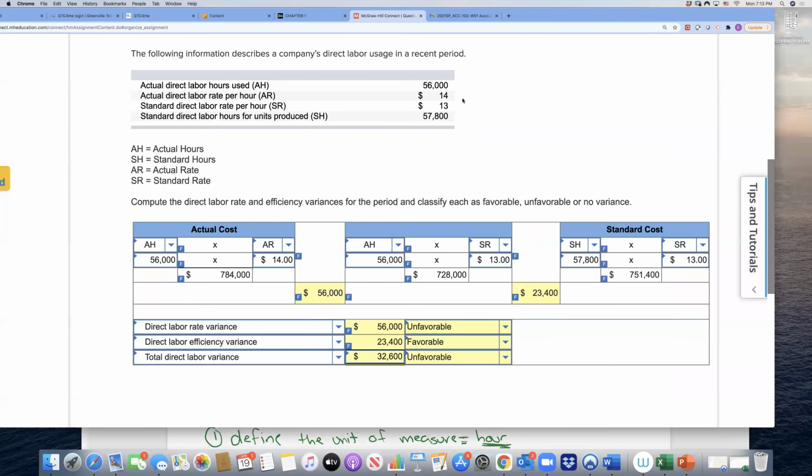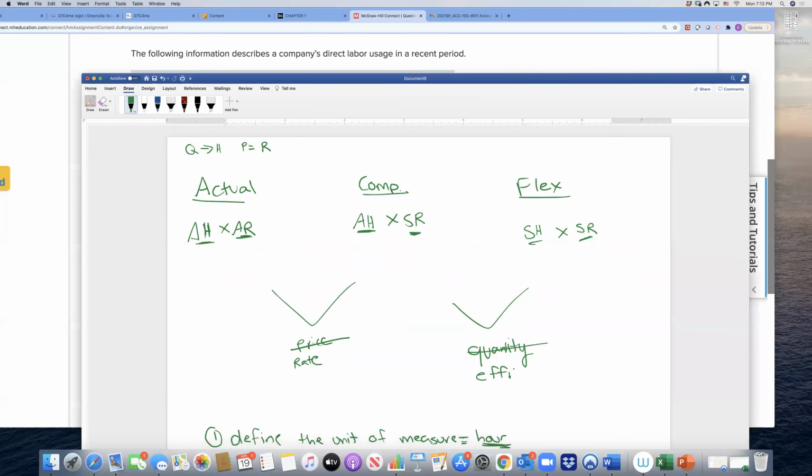For the life of me, I am an accountant, and I can't spell efficiency right now. E-F-F-I-C-I-E-N-C-Y. There we go, efficiency. Had to cheat. Look at the spelling.